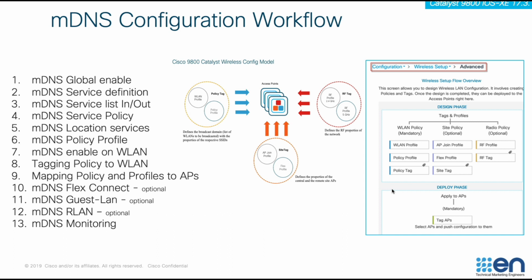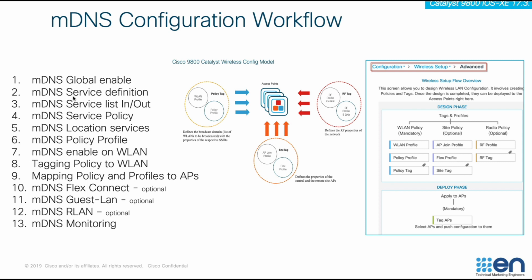So that's a simplified and quick explanation of how configuration is being done on the Catalyst controllers. Now let's take a look at the specific steps that we'll go through in configuring MDNS. First of all, to enable MDNS services, we're going to enable it globally on the Catalyst controller.